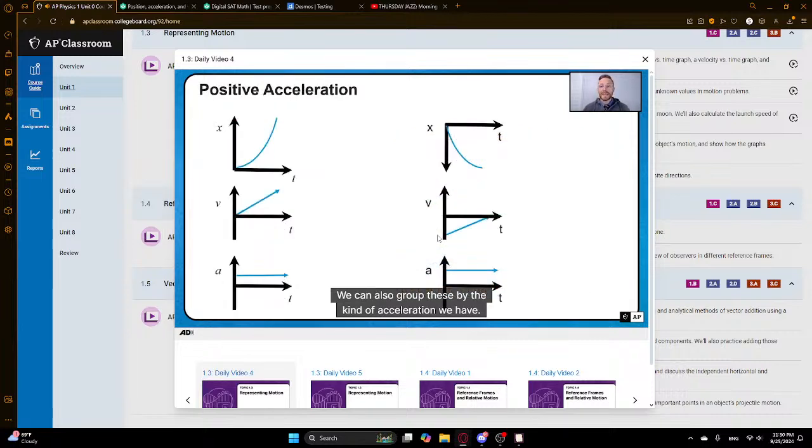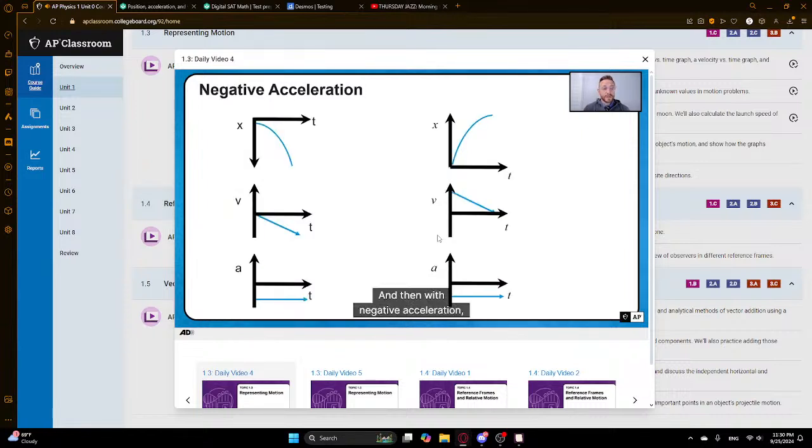We can also group these by the kind of acceleration we have. Both of these motions show that I have positive acceleration. I can see on the position that I have positive acceleration because both of those have upward or concave up curvature. That corresponds to positive acceleration. I can also tell that this is positive acceleration because both of the velocities have positive slope.